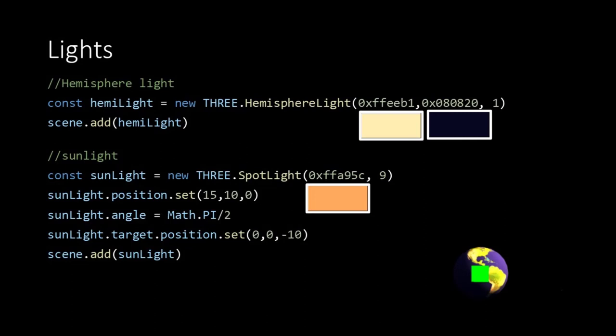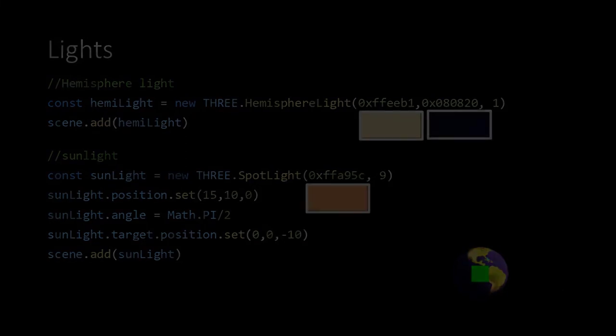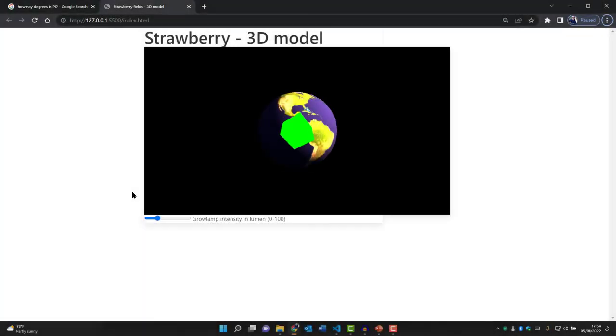Next to the ambience we create with the hemispheric light, we create a direct sunlight with the spotlight. The spotlight takes in the color of the light and the intensity. Next to that, we also have to define some other properties, like its position, the angle of the light, which we set to 90 degrees, and the target, so where the spotlight is looking at, and you will see it's the position of the Earth. Having added the lights to the scene, we now can see our globe.